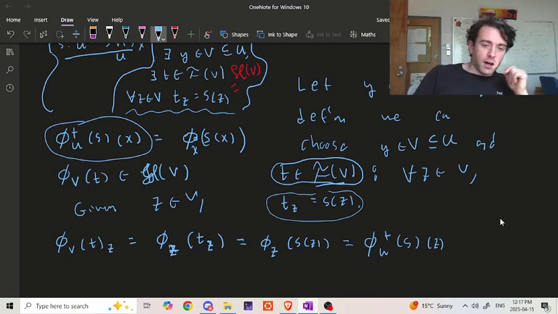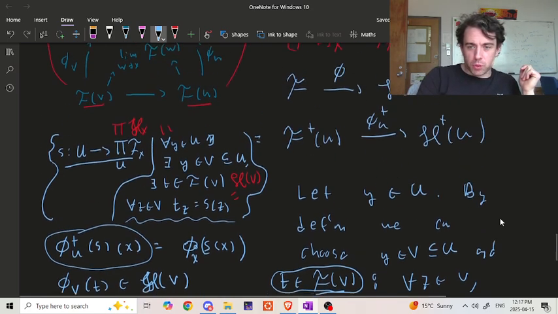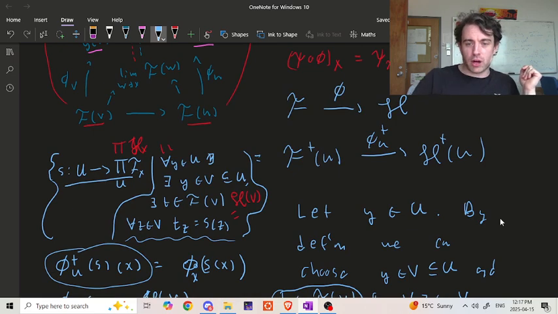Okay, so we're pretty close. Now we at least have a map on the level of all the open sets.